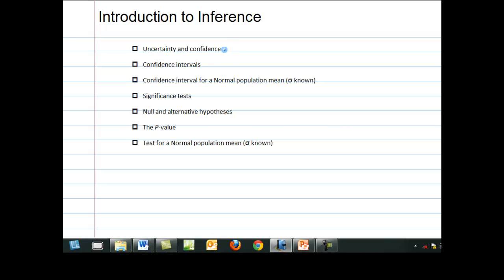So for this chapter, we're going to be looking at uncertainty and confidence. We'll learn how to build confidence intervals. And then once we have a confidence interval, a general form for them, we'll talk about confidence intervals for normal populations when sigma is known. We'll look at tests of significance, and along with the tests of significance, we'll look at null and alternative hypotheses that we're interested in testing. We're going to be looking at two different types of tests of significance: the traditional approach and the p-value approach, and then we'll be looking at tests of significance, again, where sigma is known.